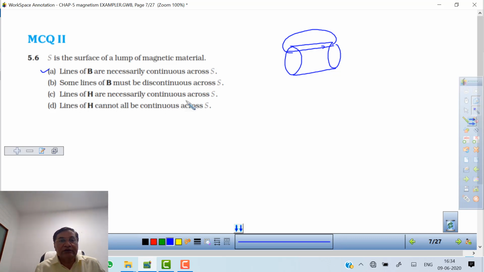Lines of H are necessarily continuous across S. So what is H? Okay, B is equal to mu 0 H. So H is equal to B upon mu 0 outside, and inside H is equal to B upon mu 0 into mu R. Outside B upon mu 0, inside B upon mu 0 mu R. So outside the H and inside the H are different, so naturally some lines are discontinuous. So option D is also correct. H depends on permeability. B lines are always continuous, so here it will remain continuous and here it will change. Okay.